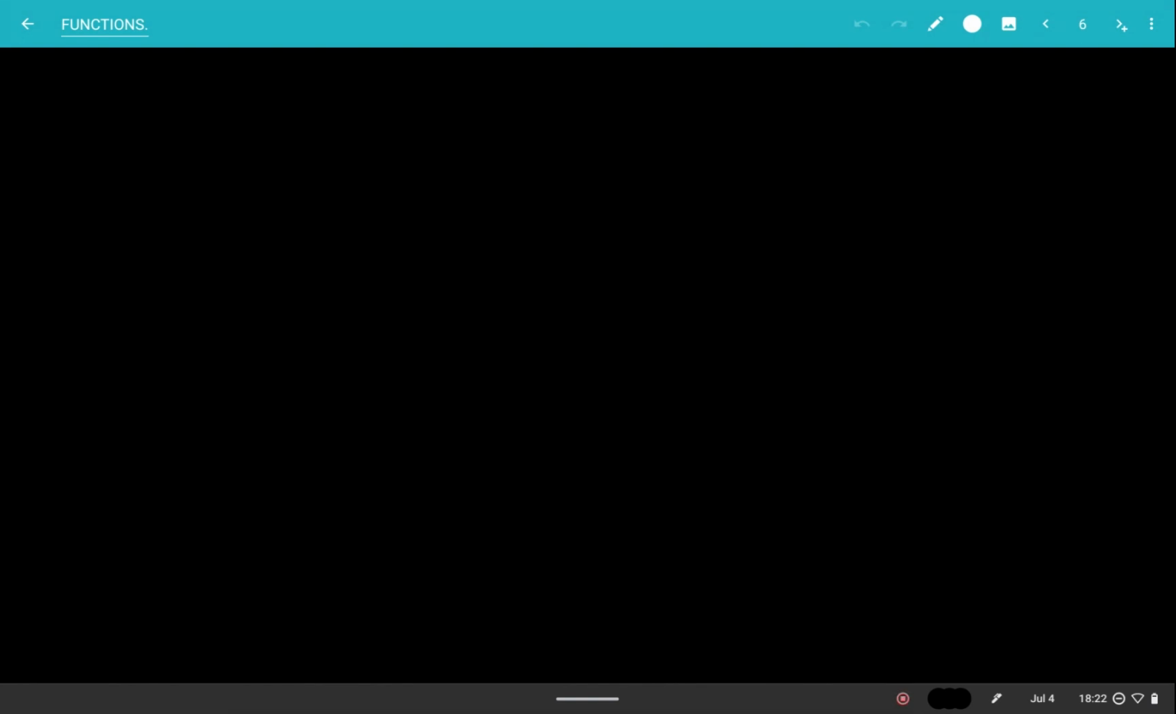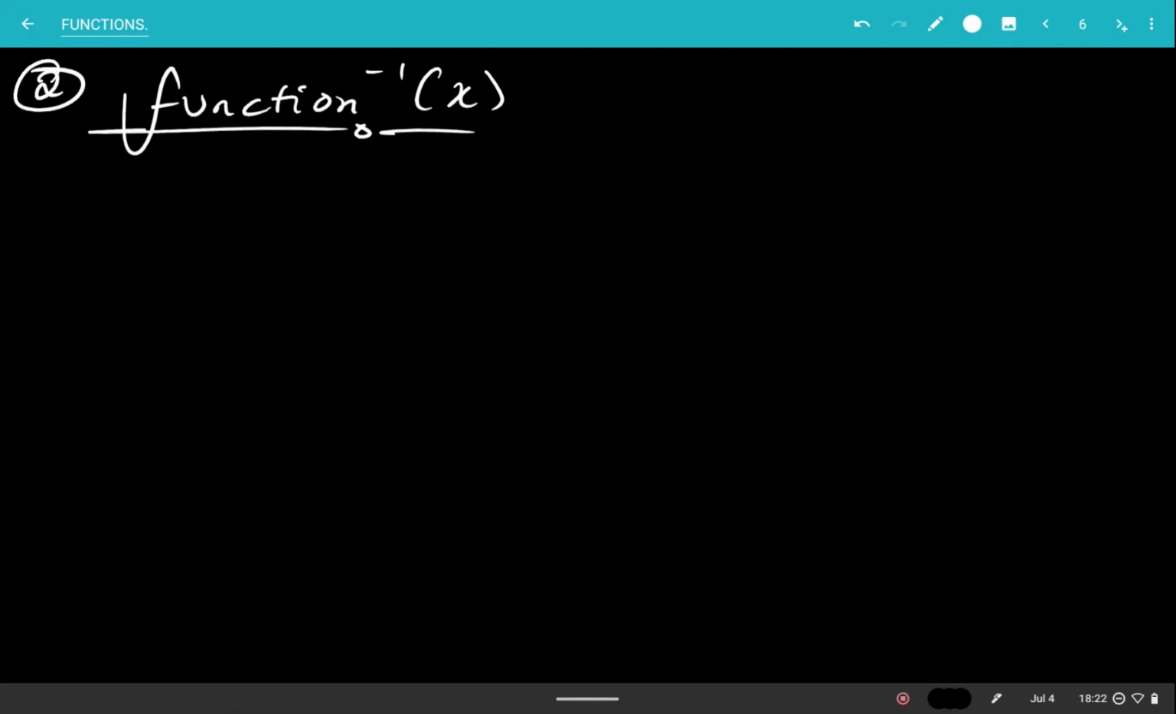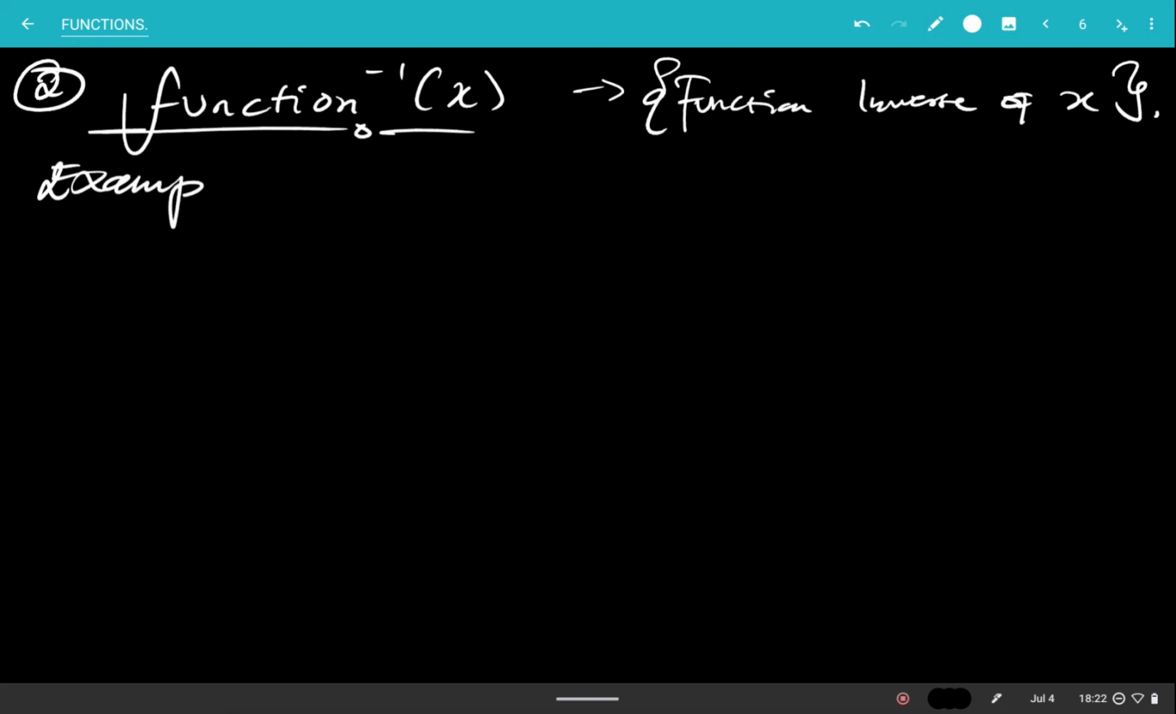Alright, now the second objective, which is objective 2, will simply be learning how to find the function inverse. So let's look at how we can find the function inverse, where we say f to the power of minus 1 of x. Be mindful of that. So we're saying function inverse of x. Alright, so now how do you go about finding the function inverse of x? Let's understand this with some examples.